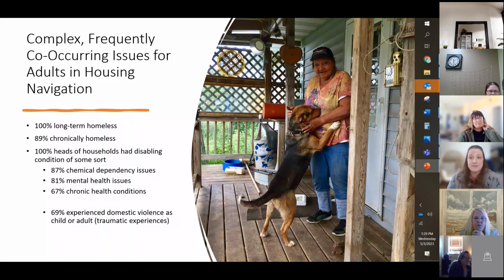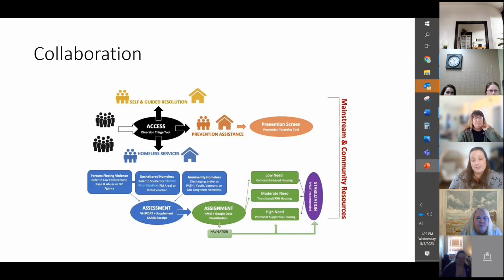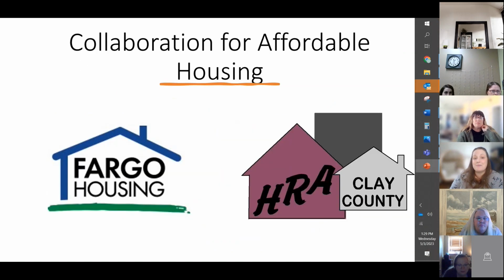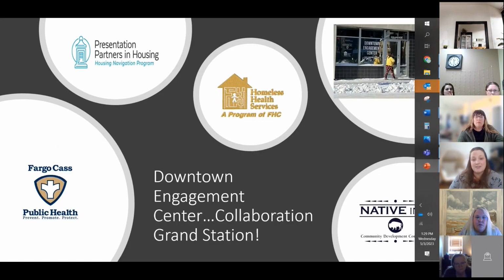Here's a quick look on the people that we're serving. It was just over and over again hearing that these people haven't been successful in housing. They can't be successful in housing. They are too homeless. They are too disabled. They are too blah, blah, blah. So through collaboration, through CARES, we collaborate with Fargo Housing and Clay County Housing primarily, as they provide the housing, like the voucher support, so that we can subsidize the housing. We provide the supports. We also work at our Downtown Engagement Center, where we have this incredible collaboration between Homeless Health, Fargo Public Health, and Native Inc.